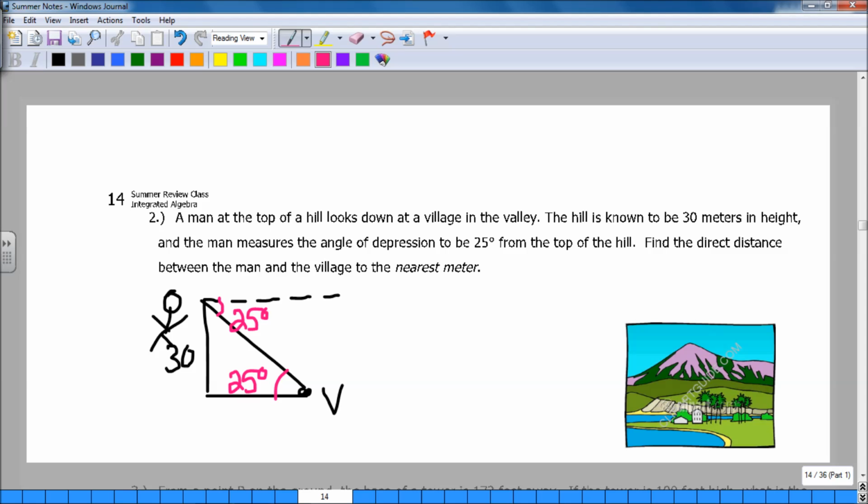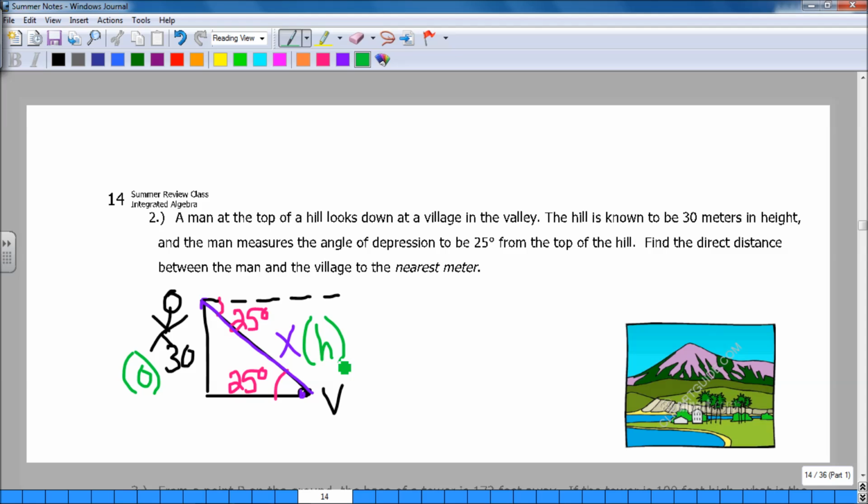Find the direct distance between the man and the village. So if the man is here and the village is here, this is my direct distance, so this is what I'm trying to figure out. Okay, so I know my angle. I know that this 30 right here is opposite, and I know this x right here is the hypotenuse.